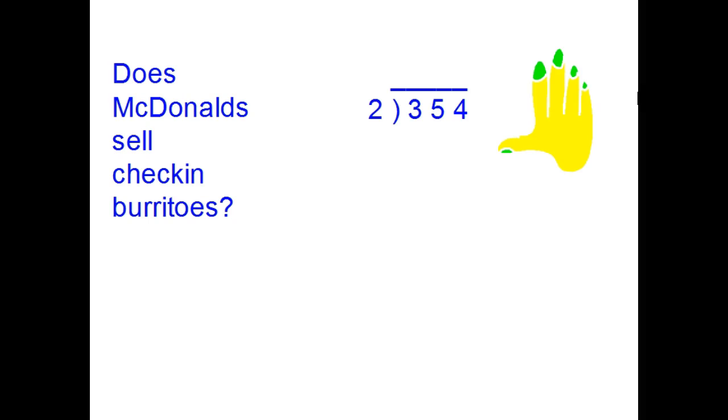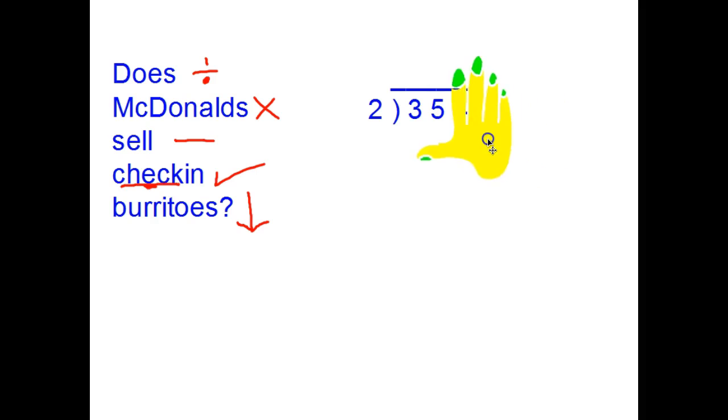So the first thing you notice is I have a little phrase over here on the left side of the board. Does McDonald's sell chicken burritos? Does stands for divide. McDonald's stands for multiply. Sell is subtract. Chicken is check, because we're going to be checking something. And burritos is bring down. So really I'm going divide, multiply, subtract, check, bring down.